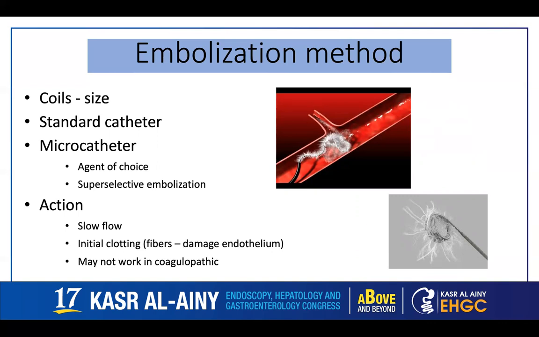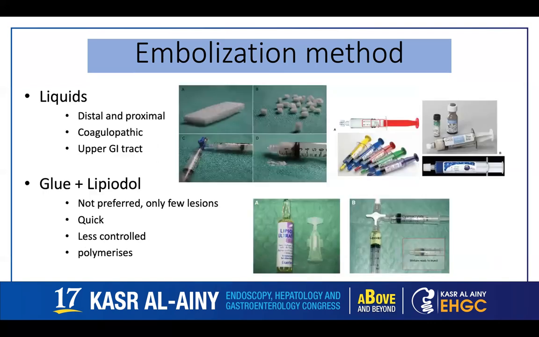So this may not work in a patient with coagulopathy. The other type of treatment is the liquids, which have permanent and temporary. The permanent one is PVA and the temporary one is the gel foam. So we have to go distally to embolize it, or even proximally. It works in coagulopathic patients, and we use it in the upper GIT patient. We don't use it in colonic bleeding.